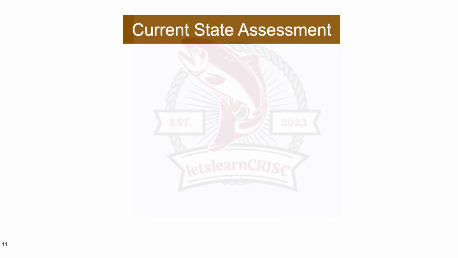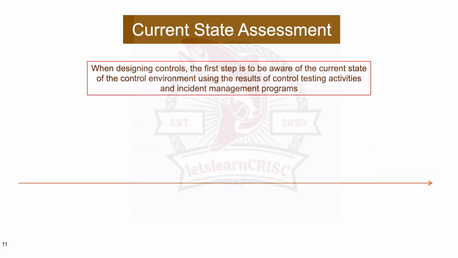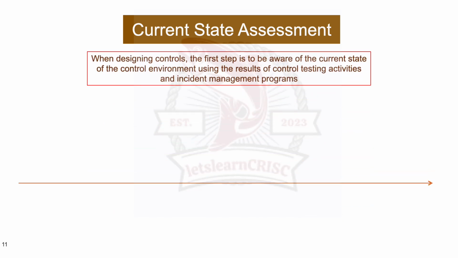Under control design selection and analysis, the first is the current state assessment. Under current state assessment, when designing controls, the first step is to be aware of the current state of the control environment, using the results of control testing activities and the incident management program. Friends, in the process of designing controls, the initial and crucial step involves gaining awareness of the existing control environment. The risk practitioner plays a pivotal role in this phase by assessing the current state of IT risk.